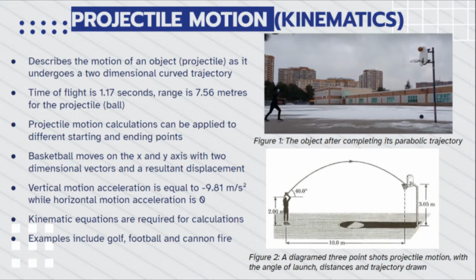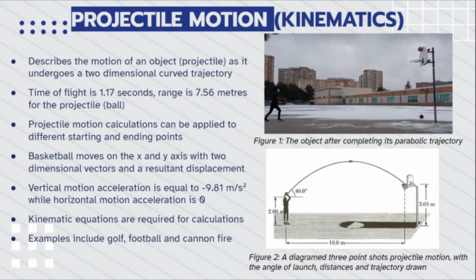Projectile motion calculations can still be applied to trajectories that begin or end at different heights, with the basketball starting its trajectory at the point of release and ending when it hits the backboard, as after that point it is not only under the influence of gravity. Two-dimensional vectors are shown as the basketball moves on the x and y-axis, with the resultant vector being the displacement.